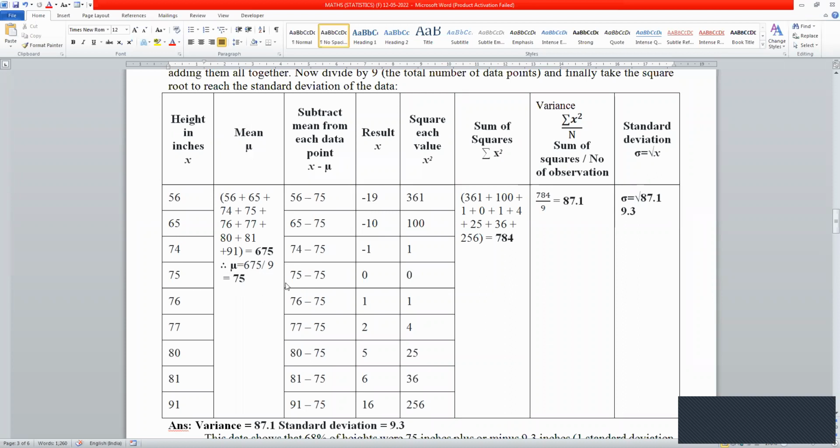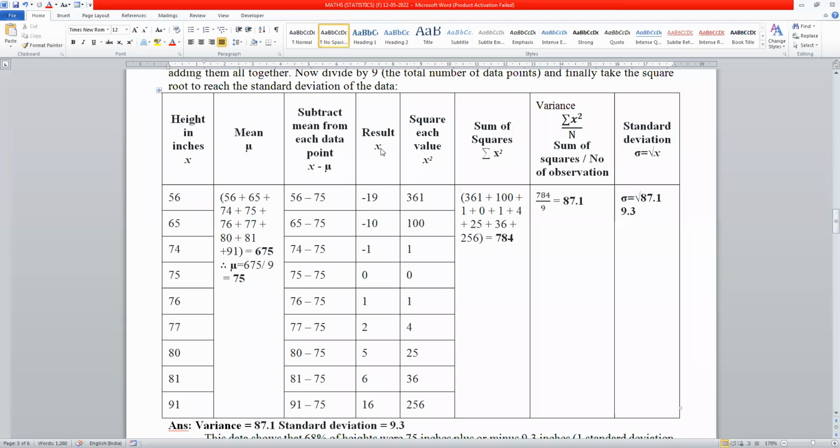Then 75 minus 75 is 0. 76 minus 75 is 1. Then 77 minus 75 is 2. Then 80 minus 75 is 5. And 81 minus 75 is 6. Then 91 minus 75 is 16. Could you follow? Now the results have been given. Result is x.